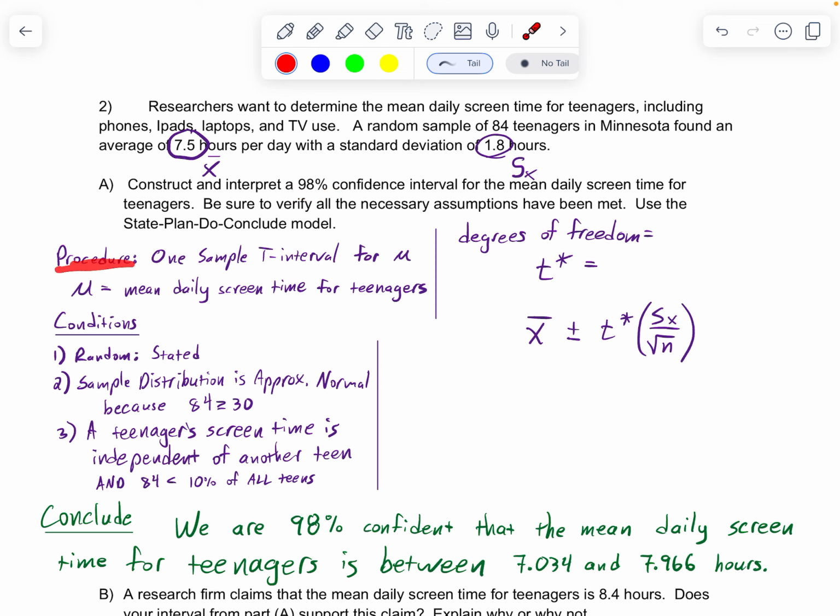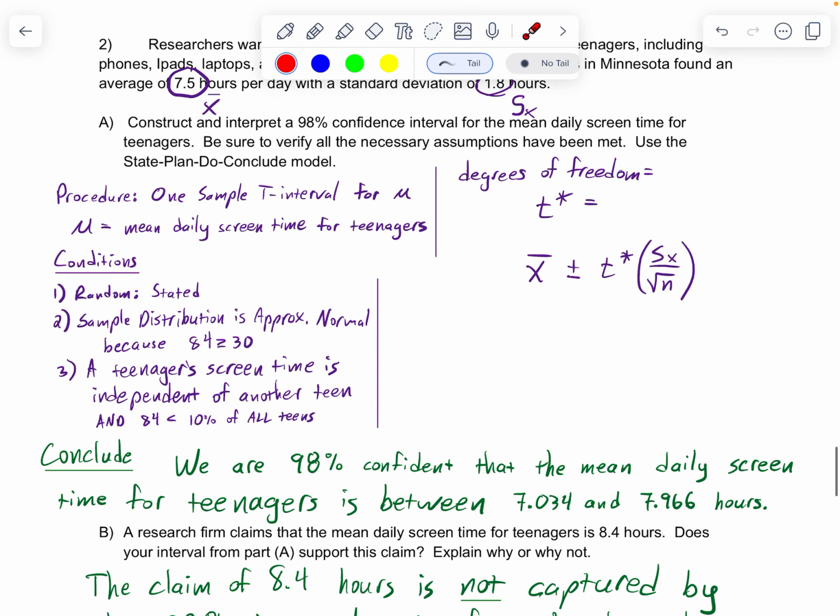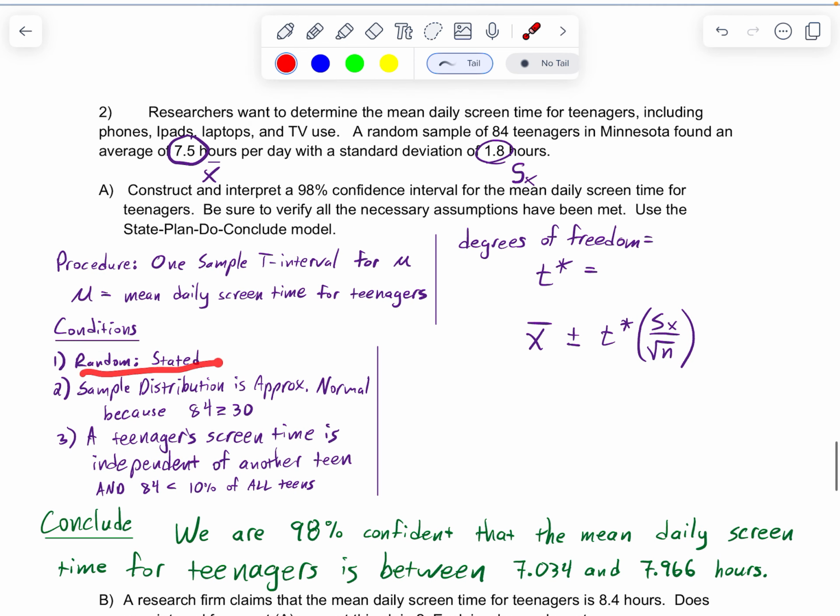So name the procedure. One sample T interval. What is the parameter? It is the mean daily screen time for teens. It's mu. Conditions, once again, random was stated right here. You can maybe put a nice little check mark. Is it going to be approximately normal? This one is not large counts. This is the CLT, and 84 is above 30. So I'm good.